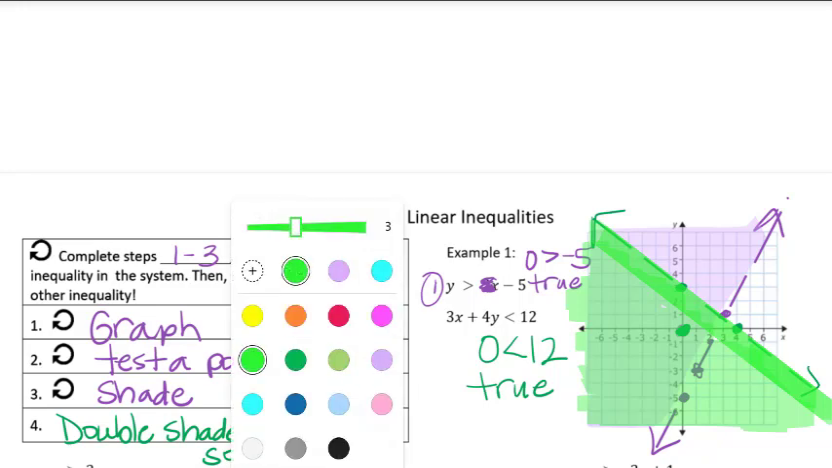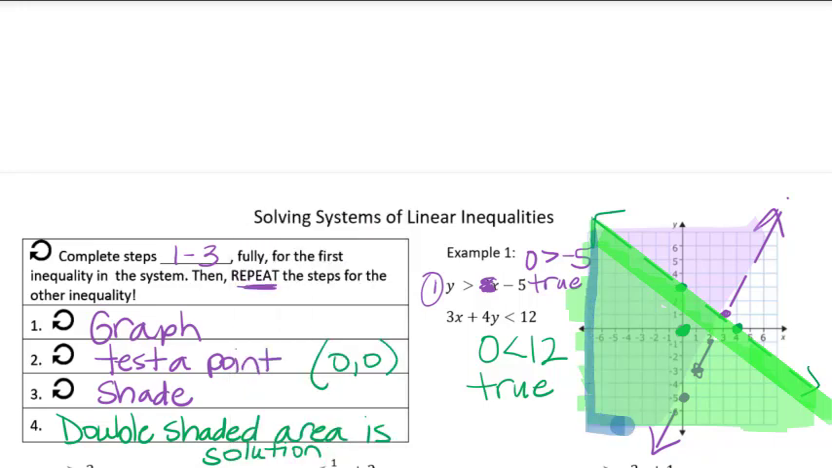the solution is. The solution is the double shaded area, so it's where the shading overlaps. In this case, the shading overlaps in this section. Okay, so you could pick any point in that area and it would be a solution to that system of inequalities.